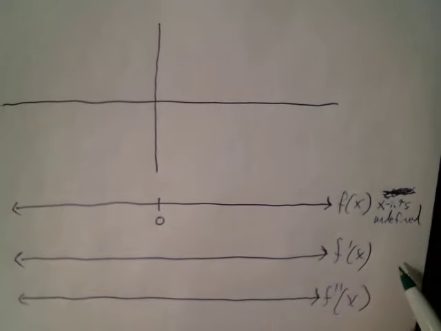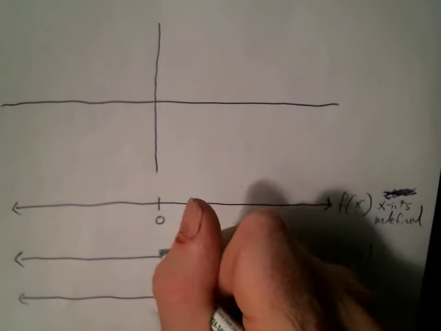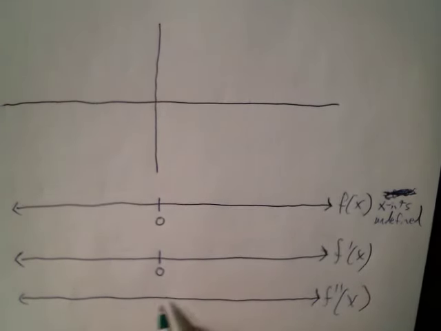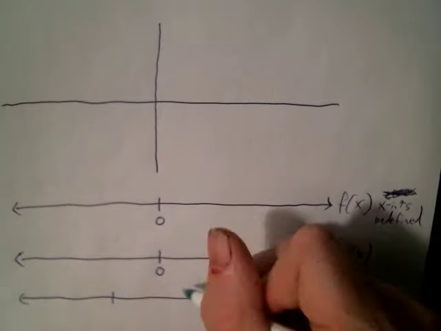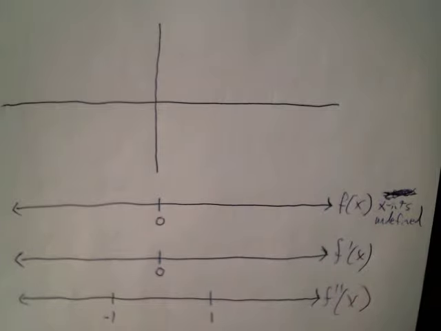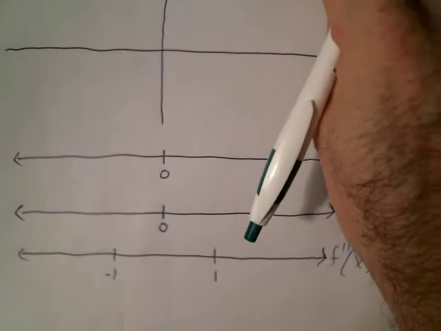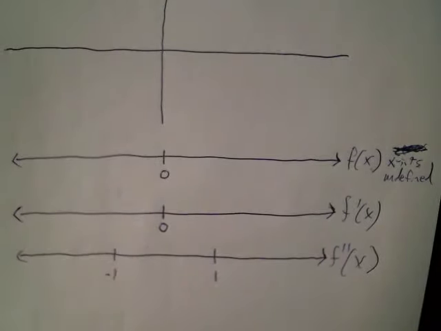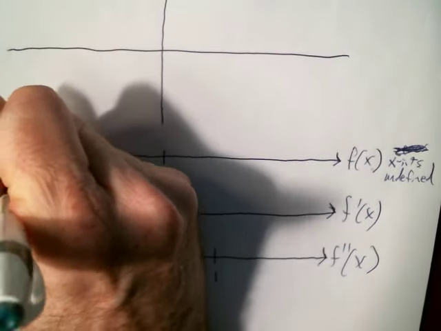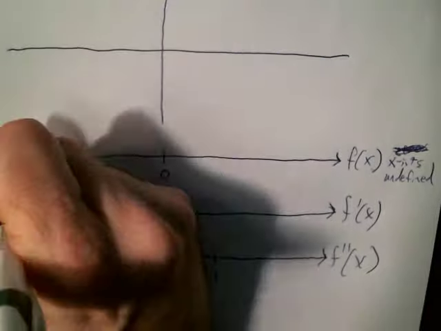Okay, go on. F prime of x, we have 1 critical value at x equals 0. And then for the second derivative, I had 2 potential inflection points, 1 at -1, 1 at +1. So -1, +1. Okay. So now for each, I kind of have to do test values, signs, and conclusions.